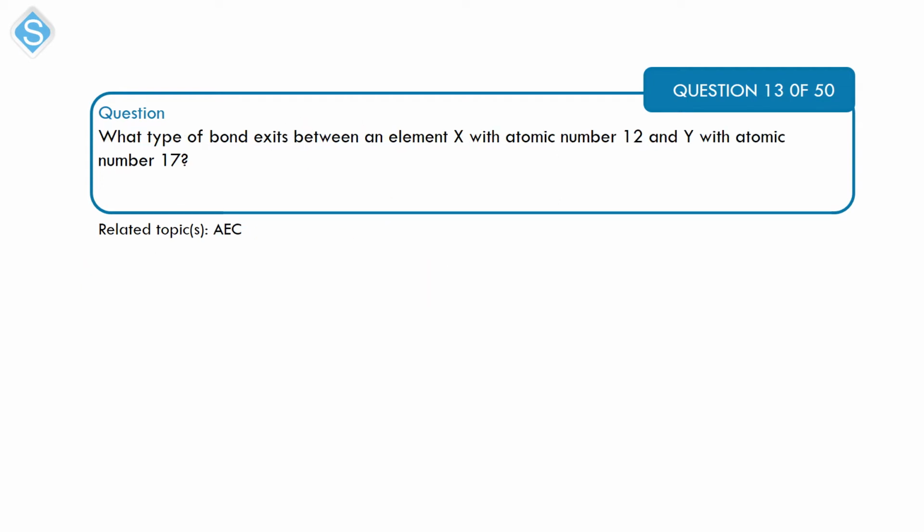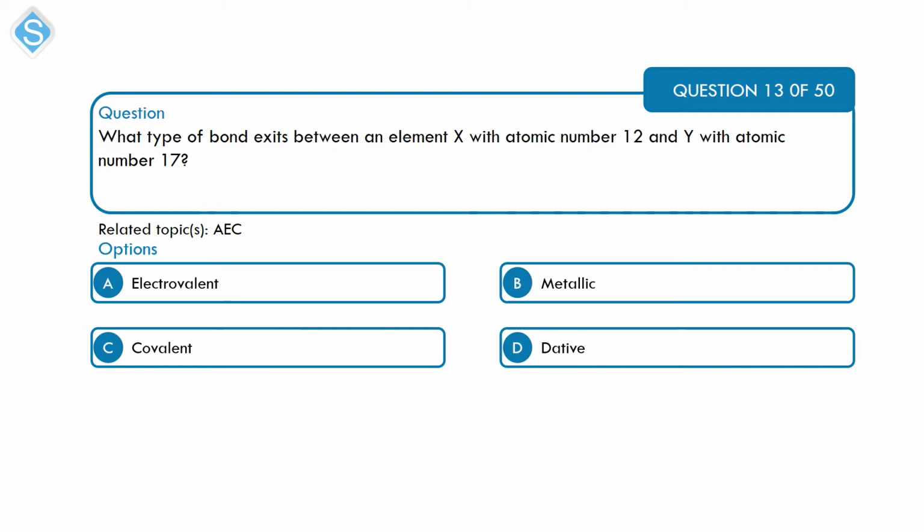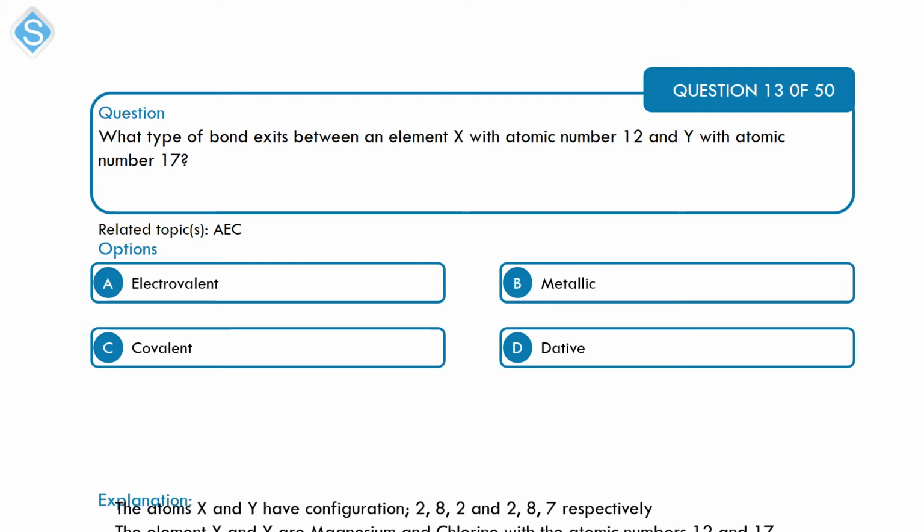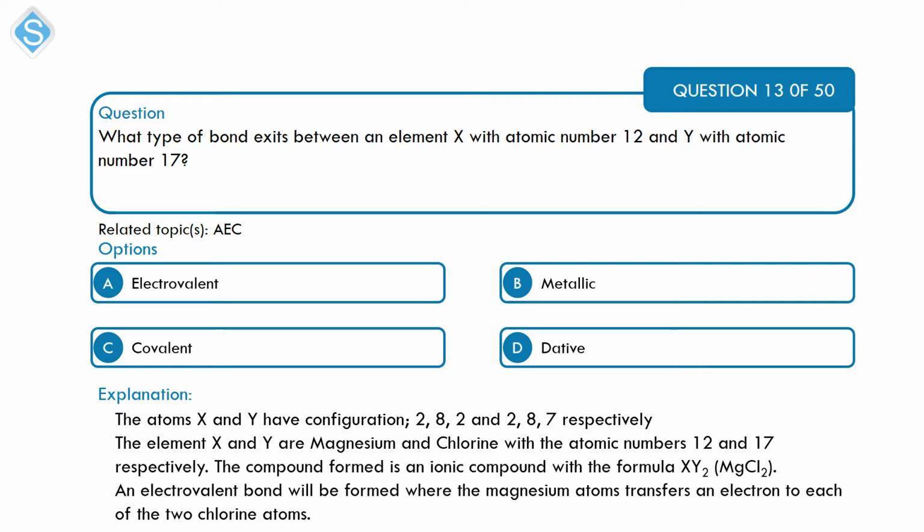Next is a question on atoms, elements, and compounds. It also relates to chemical bonding. What type of bond exists between an element X with atomic number 12 and Y with atomic number of 17? A, electrovalent, B, metallic, C, covalent, and D, dative. Alright, so the element X with the atomic number of 12 is magnesium, while that with the atomic number of 17 is chlorine. The bond formed between magnesium and chlorine will be MgCl2, which is an ionic bond. That's electrovalent, option A.